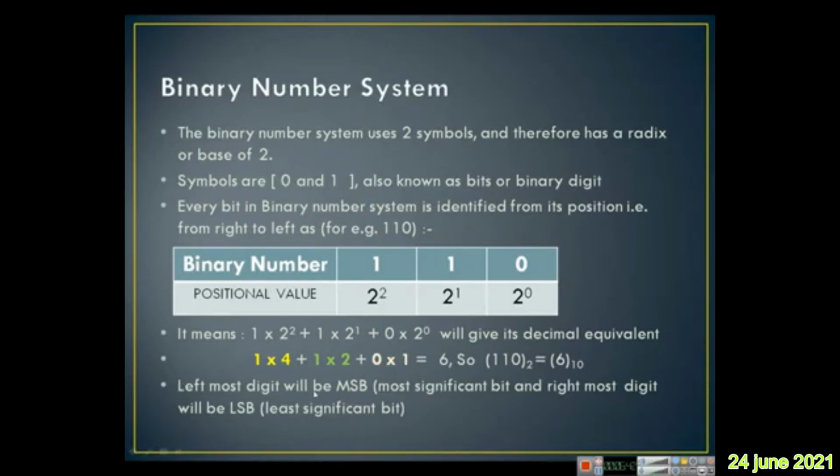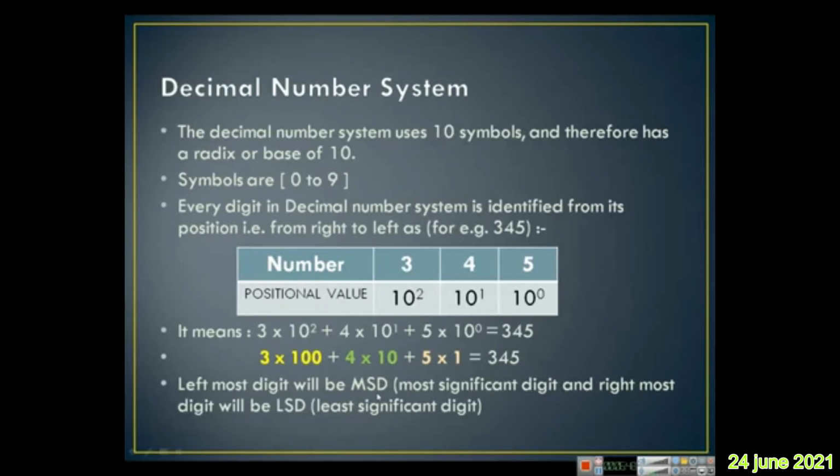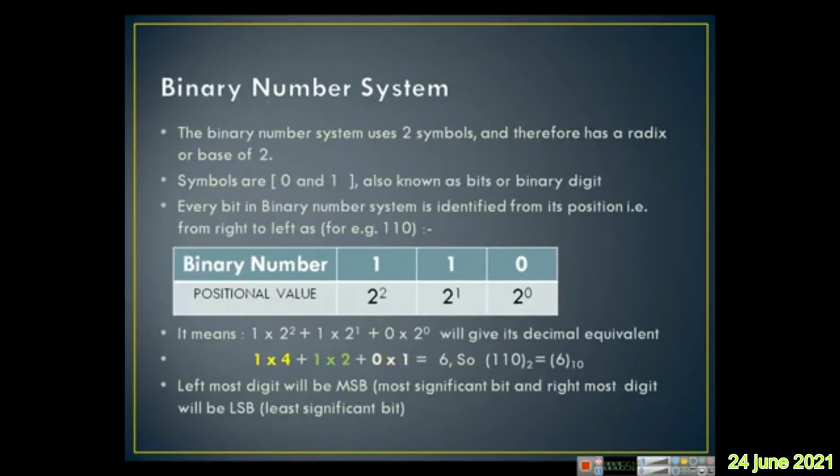Once again, the leftmost digit is called the MSB. Already we are calling them digits, most significant digit and least significant digit. Here it is the most significant bit and least significant bit, because the binary number system is represented by 0 or 1, and they are also called bits. Therefore, in place of MSD it will be MSB, and in place of LSD it will be LSB. The computation of the decimal value is exactly the same. In the decimal number system, it is 10 raised to the power 0, 1, 2, and so on. In binary, the base will be 2: 2 raised to 0, 2 raised to 1, 2 raised to 2, and so on.